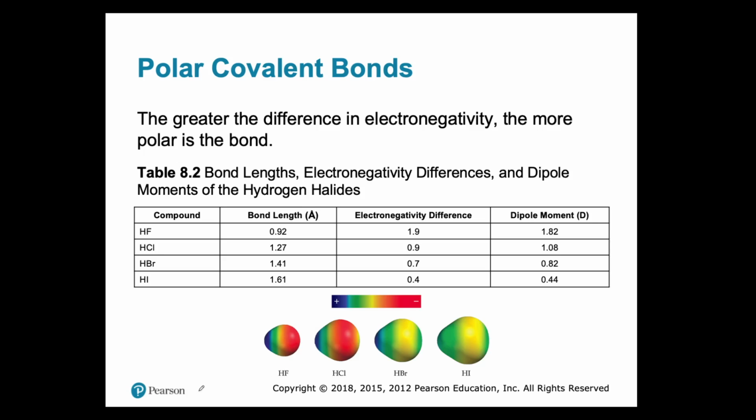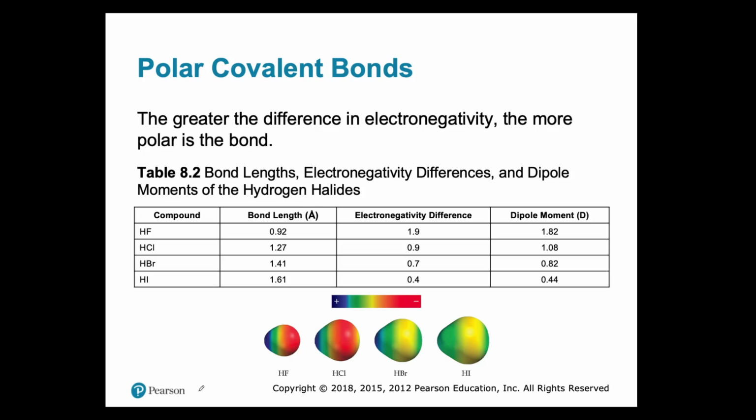Because the more electronegativity difference, the more positive one atom is and the more negative the other is, and the more they're attracted to each other, right? But a lower electronegativity difference means they're closer in electronegativity, so they're not going to be as attracted to each other. The more positive you are and the more negative you are, the more attracted you are to each other. But if you're kind of in the middle, you're not as attracted to each other.